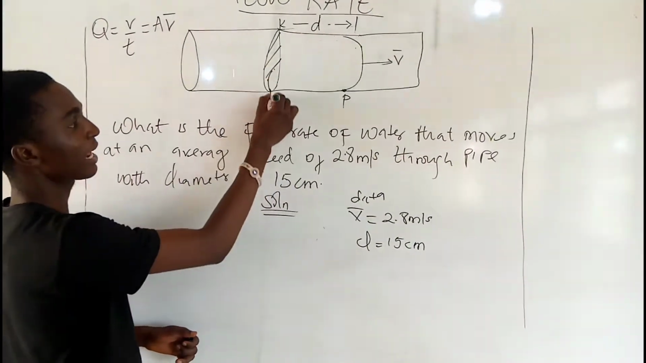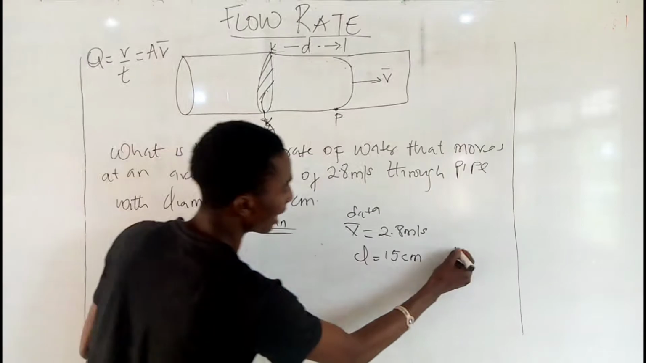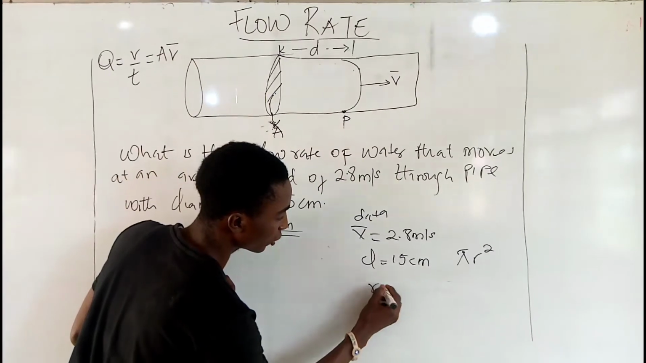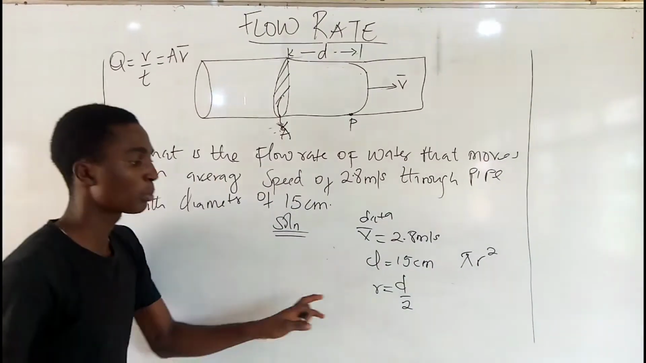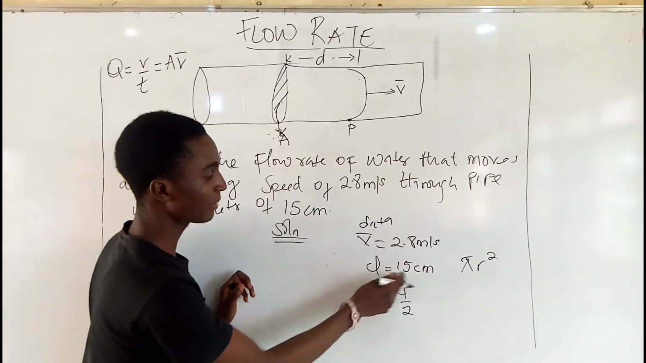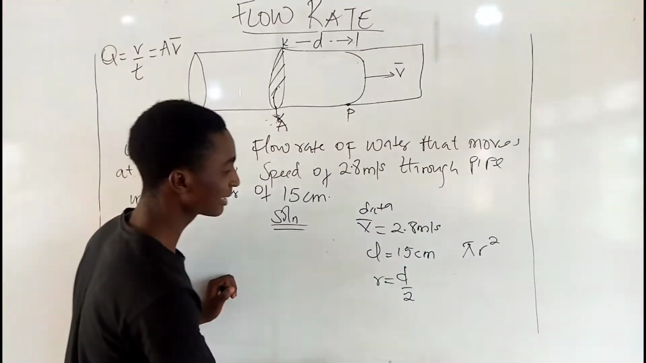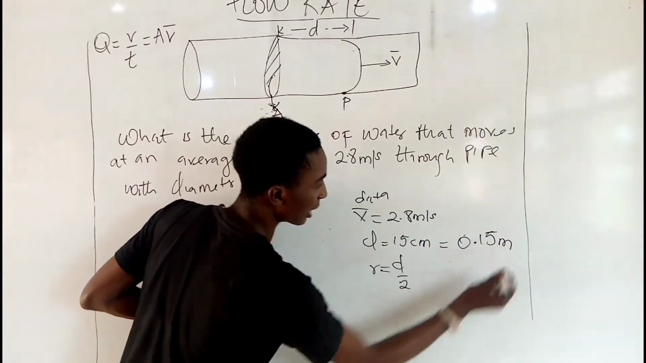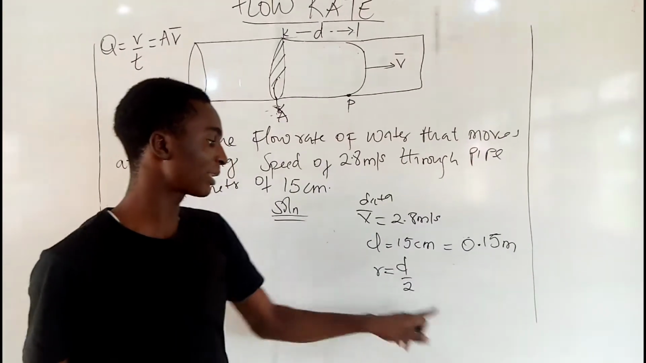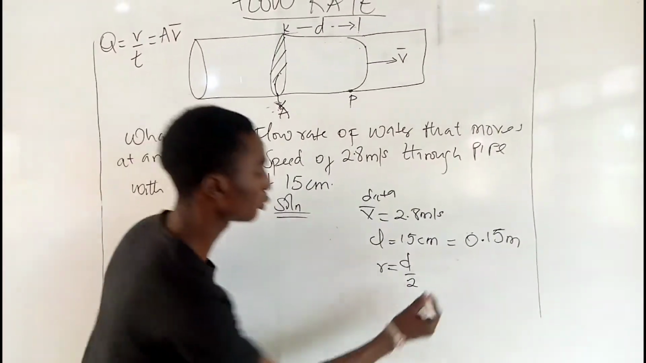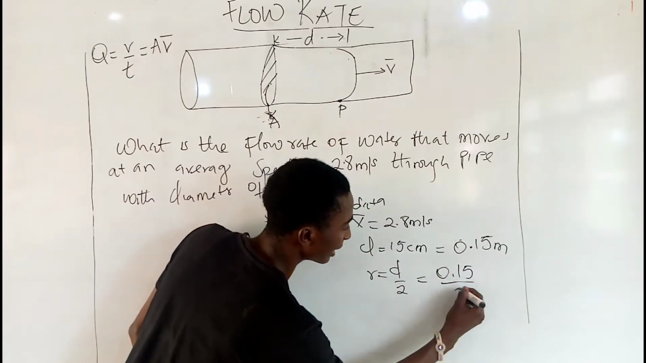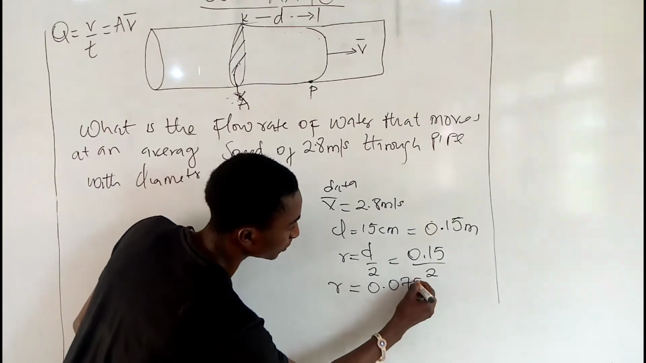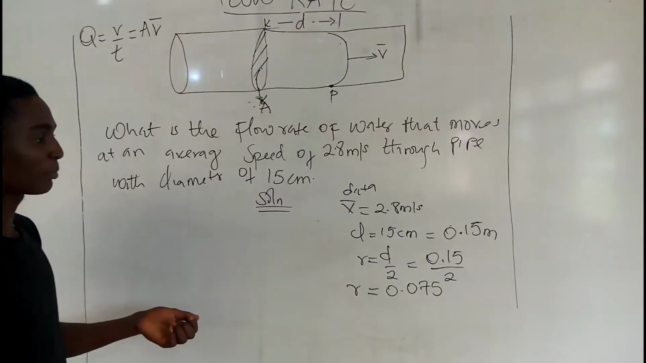So dealing with the area of this point, it's a circle, which is pi r squared. But we are given diameter. Remember that radius is equal to diameter over 2. But before we go here, we remember that this diameter is in centimeters, so we convert it to meters. Converting 15 centimeters to meters will be 0.15 meter. Now, since our diameter is 0.15 meter, we get our radius by dividing by 2. That is 0.15 divided by 2, which will finally give our radius as 0.075. So with this we can move on.